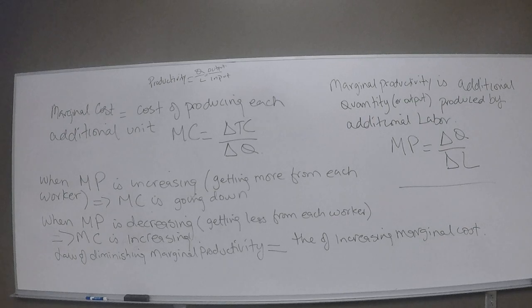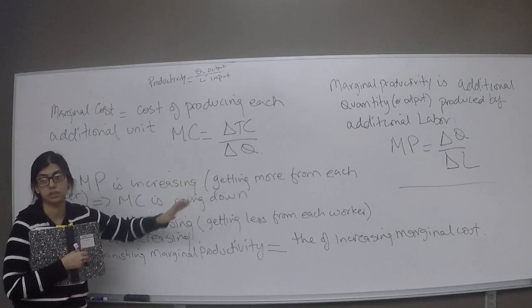Question: What does the TC stand for? Total cost. Change in total cost. The triangle means change, so the triangle in front of total cost means change in total cost.